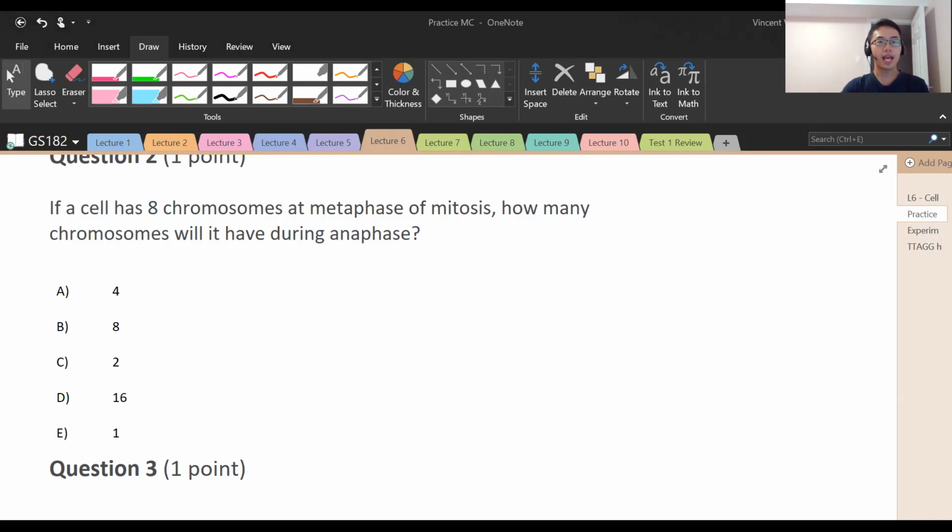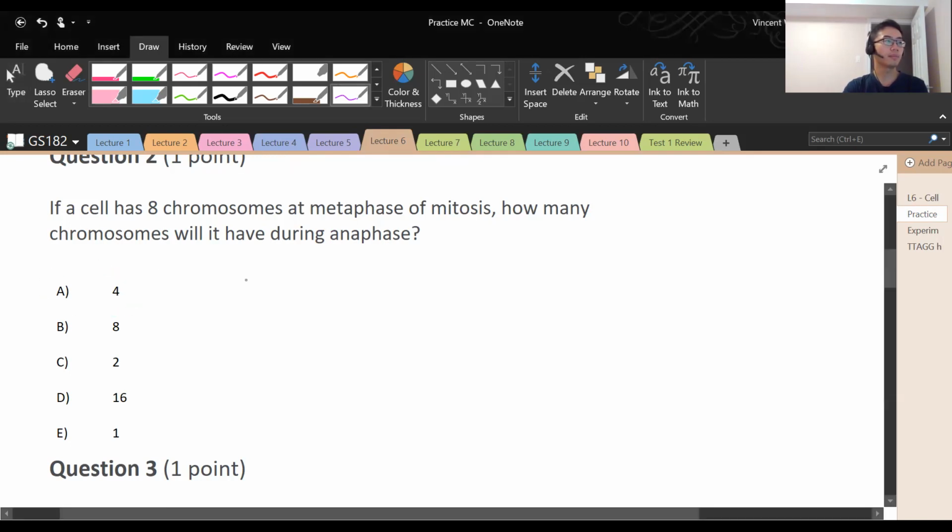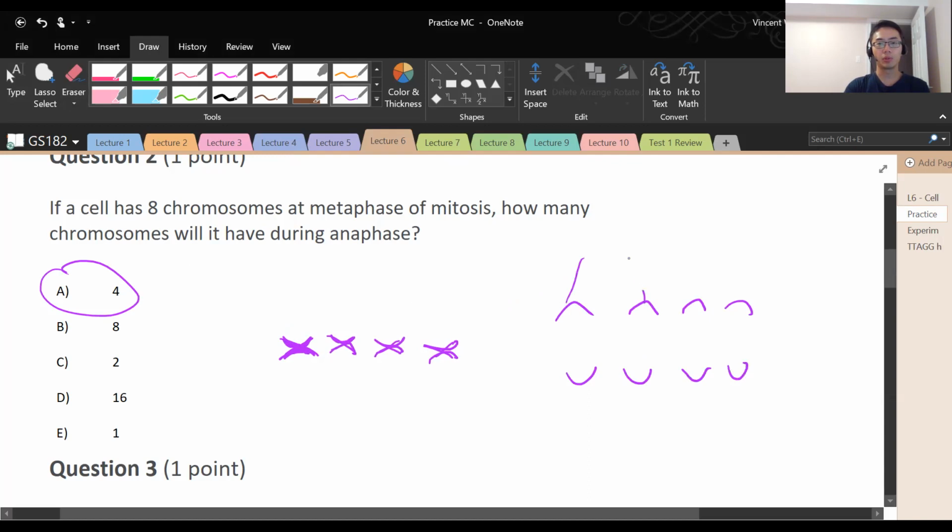All right. A cell has 8 chromosomes at metaphase of mitosis. How many chromosomes would it have during anaphase? The answer should be 4, right? Because remember, in metaphase they all lined up. So that's 1 chromosome, my sister chromatids, 1, 2, 3, 4, 5, 6, 7, 8. When they separate, you will have 1, 2, 3, 4. They get pulled to the opposite side.